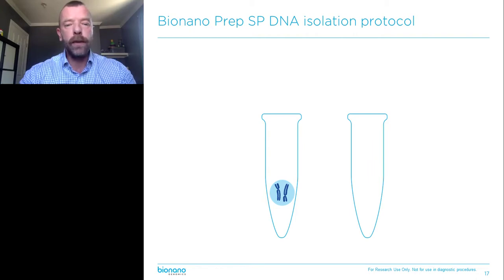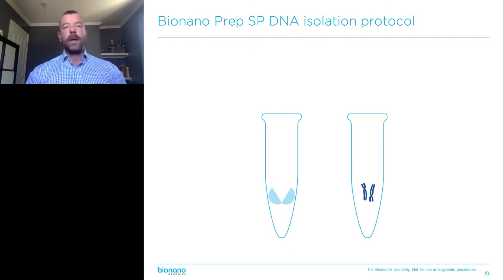Here we lyse the cells, and we use a disk similar in material to, say, a QIAGEN column, but it has a 3D structure that allows it to hold on to micrograms of DNA that are attached to that disk. Now you simply wash it and elute it in a new tube. And there's no mechanical forces, there's no grinding, there's no spinning, and so the DNA that comes off is megabases in length.